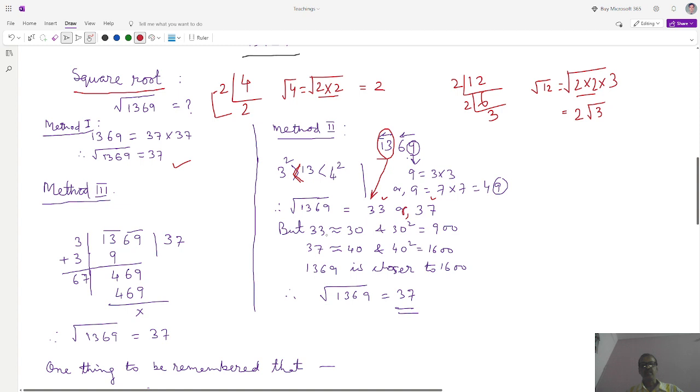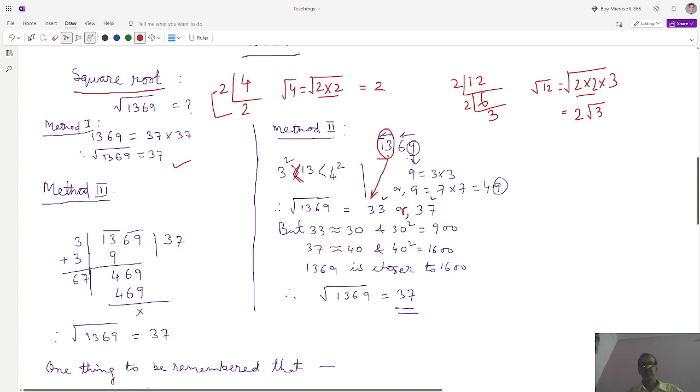See here, 33 is near about 30, and 30 square equals 900. Whereas 37 is nearly equal to 40, and 40 square equals 1600. Now we have to judge whether 1369 is nearer to 900 or 1600.